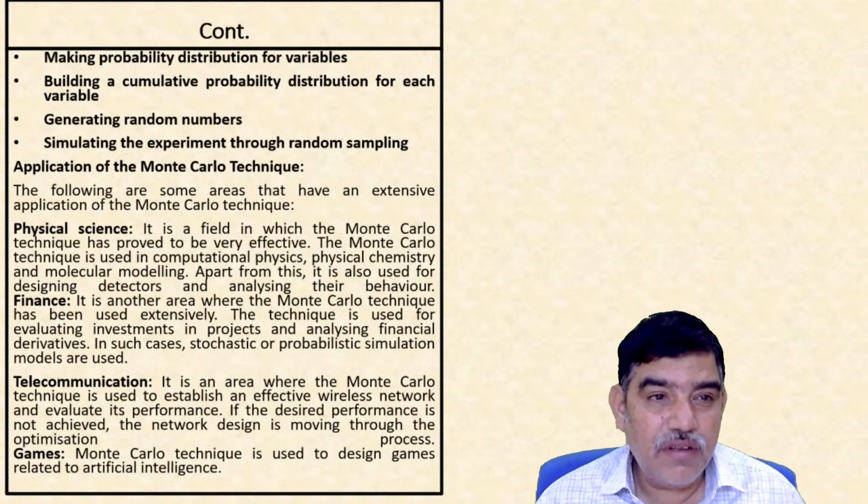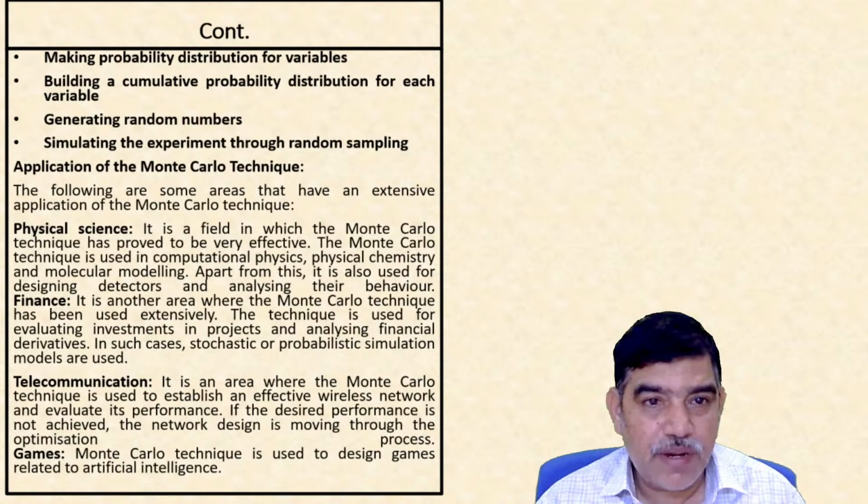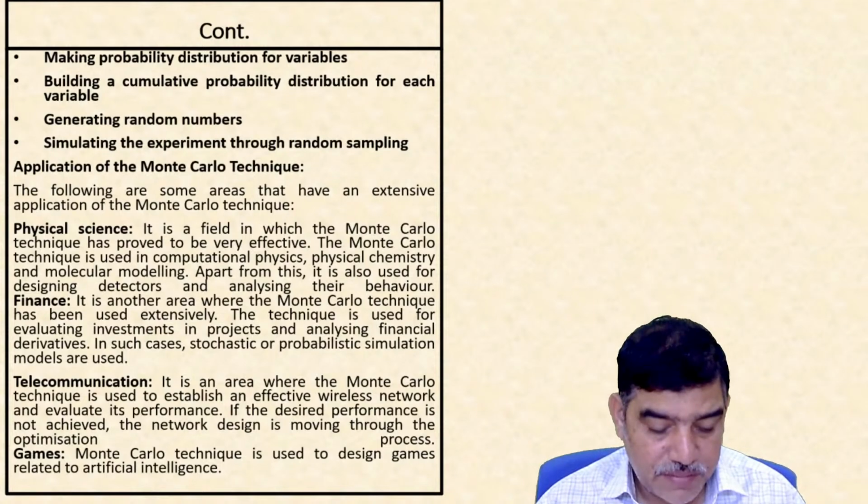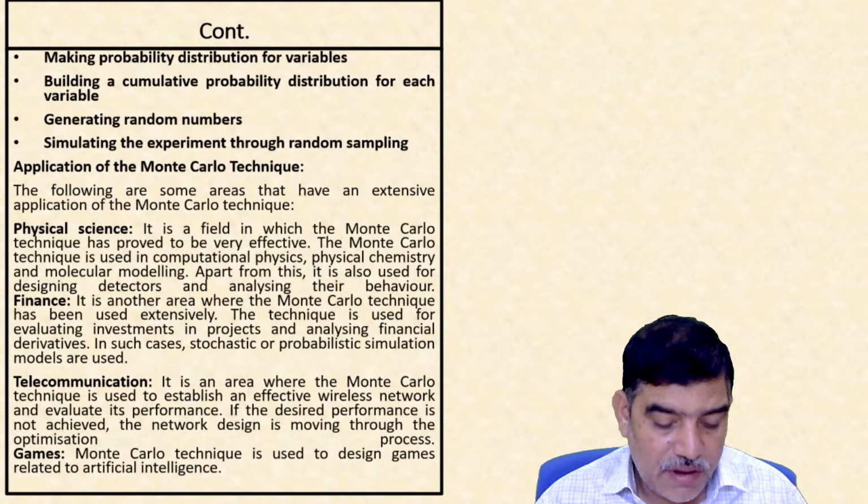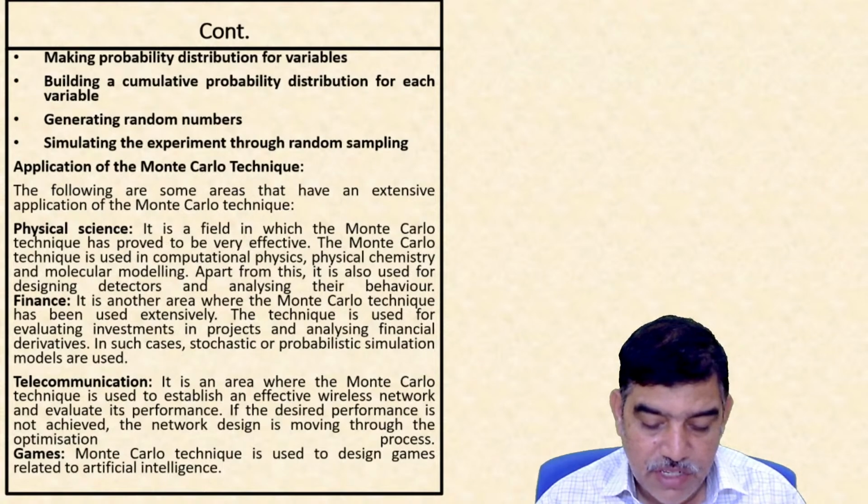Then what is the next step? Simulating the experiment through random sampling. It involves repeating the process till the required number of simulation runs has been generated.